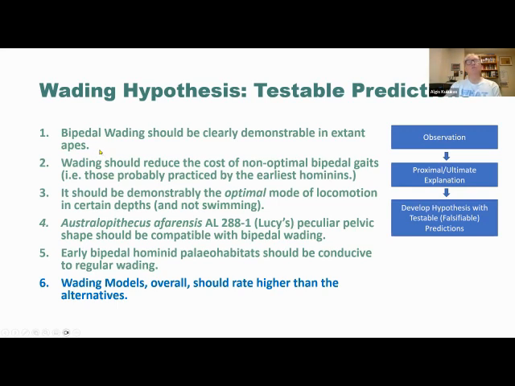So the first one is that bipedal wading should be clearly demonstrable in extant apes. It should be very easy to compel an otherwise quadrupedal ape to move bipedally in shallow water. The second one is that wading should reduce the cost of non-optimal bipedal gaits.